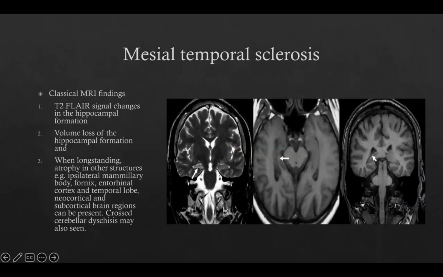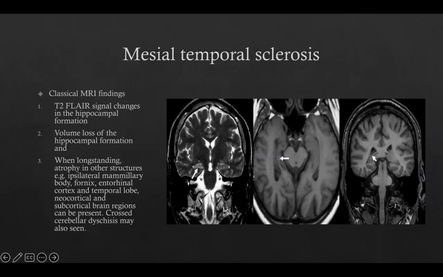Okay, for imaging findings, when we talk about mesial temporal sclerosis, the classic findings would be, first, look at the abnormal signal change. On T2 or FLAIR, you might see bright signals. Compare with the contralateral side, so bright on the right hippocampus. It could also be volume loss. If you compare right and left, this one is a bit more plump, and this one is shrinking. So there is volume loss of the hippocampus.